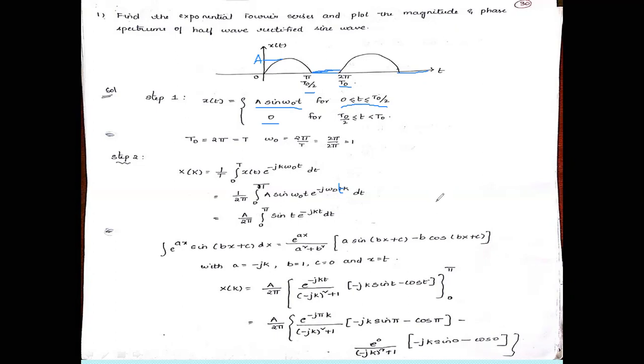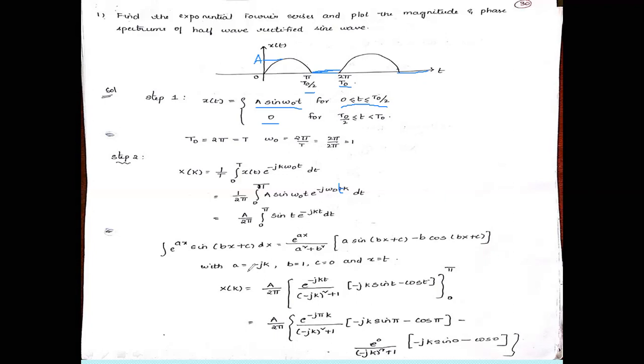Okay, e power ax sine bx, actually the c is 0 there. So what is the formula for the integral of e power ax sine bx dx? It is e power ax by a square plus b square, times a sine bx minus b cos bx. It is the plus sign for e power ax cos bx, my dear students.